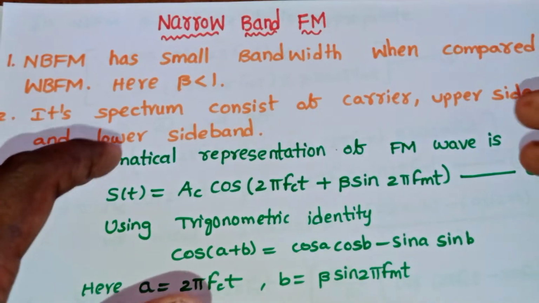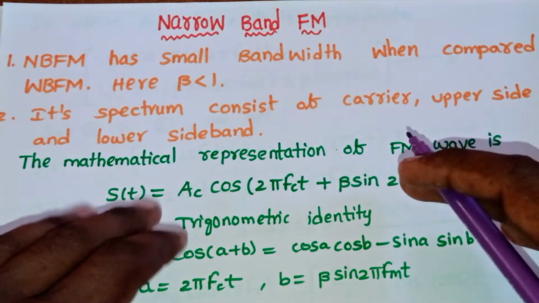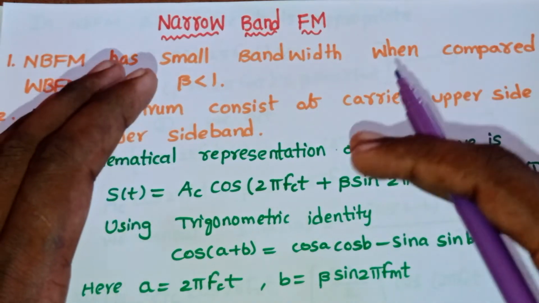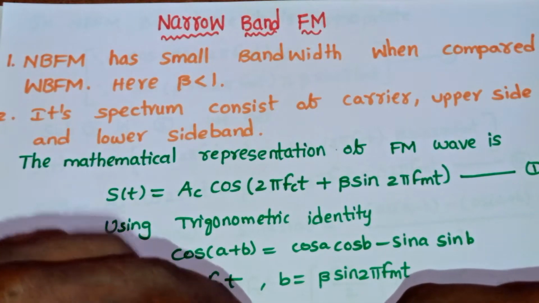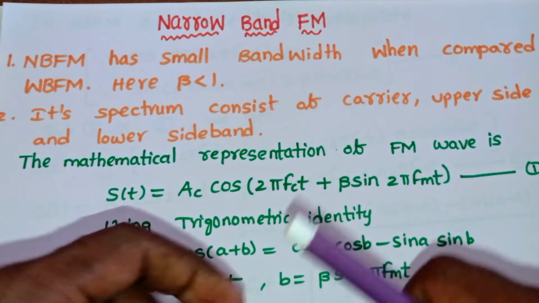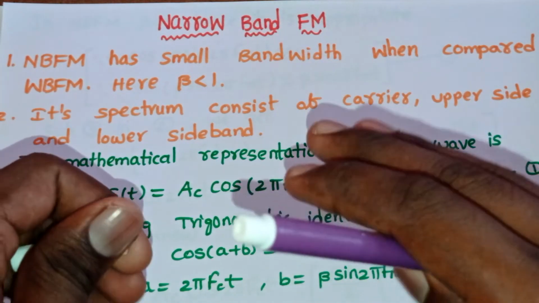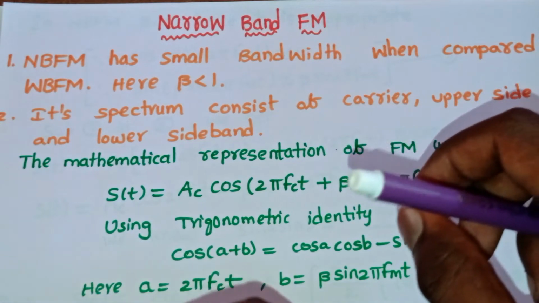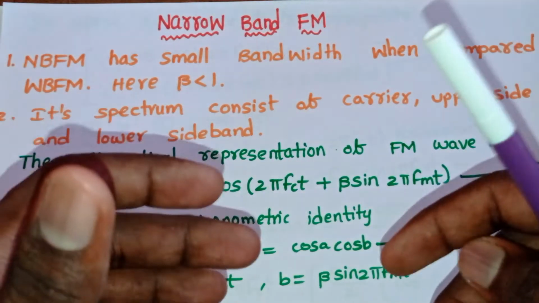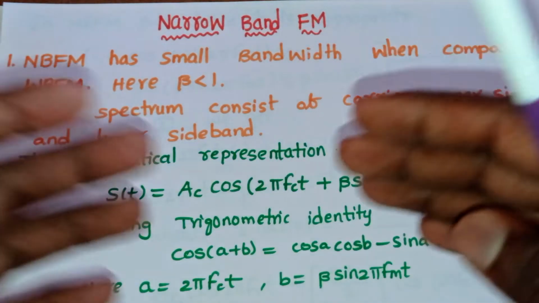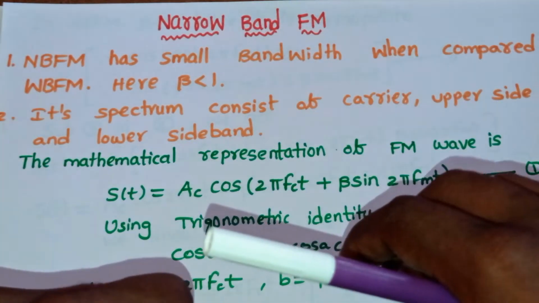Hello friends, in this video I am going to teach you about narrowband frequency modulation and its mathematical representation. As the name indicates, narrowband frequency modulation has narrow bandwidth. That is, here the modulation index, beta, is very much less than 1. I am also going to teach you about the frequency spectrum of narrowband frequency modulation.